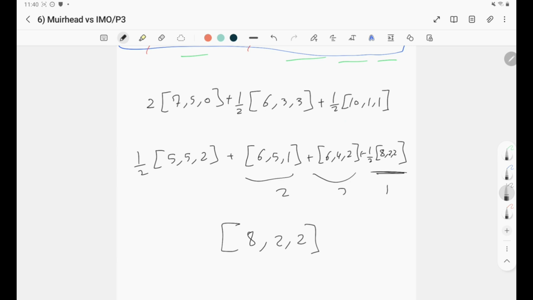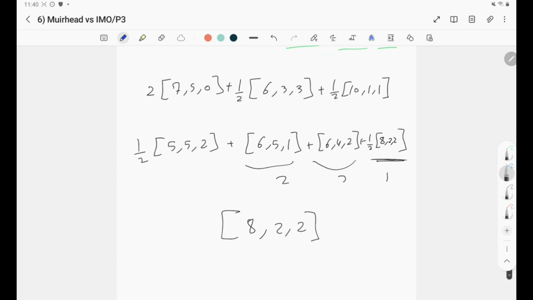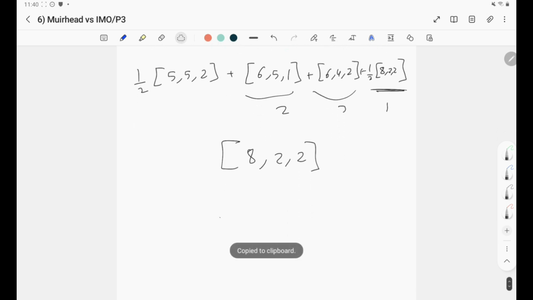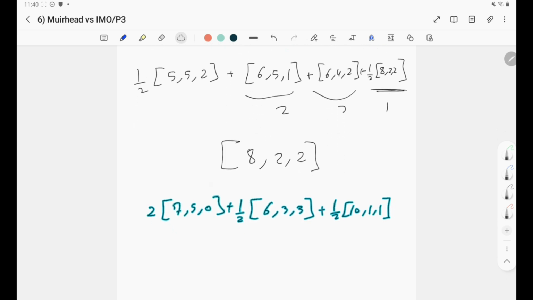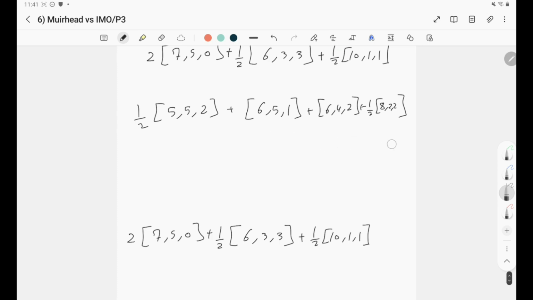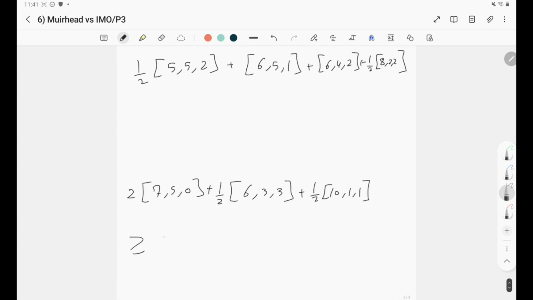Okay, so this seems a nice idea. So what does that mean? That means we're going to replace this here by AMGM, replace it with this thing here. All right? Okay. Not to confuse ourselves, let's copy this. Of course, right now this writing is not formal. You should not use it in a contest. Really, we're doing it on draft, just to know how to think of this, how to apply the AMGM or Muirhead. So our plan is to do something like this: 2, 7, 5, 0, plus instead of these guys, we're going to write 8, 2, 2.